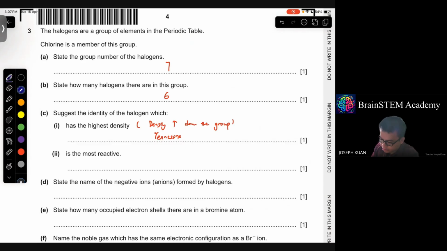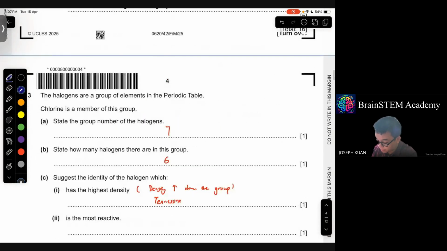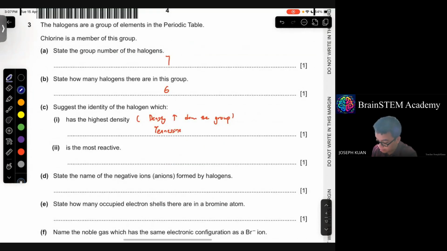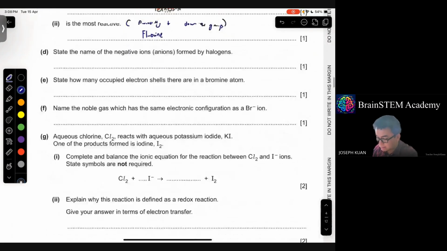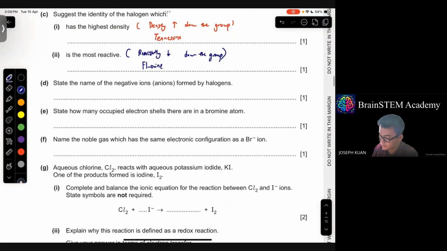Whereas the halogen that is most reactive in the group will be fluorine. Since fluorine is the most reactive, the idea is that going down the group, reactivity decreases. Now, D, state the name of the negative ions formed by halogens. So halogens tend to gain electrons to achieve a full outer shell to form halide ions like chloride, bromide, iodide.